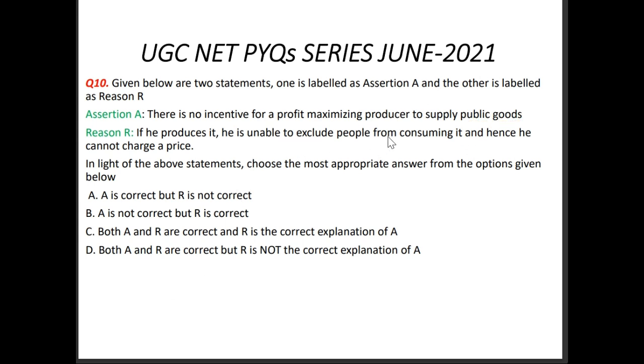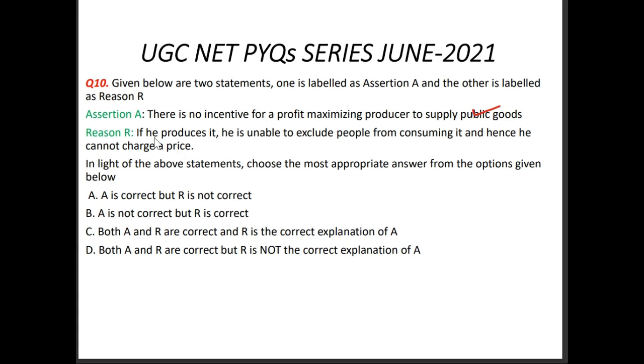There is no incentive for a profit maximizing producer to supply a public good. Yes, this is correct. कोई भी profit maximizing producer public good नहीं supply करता है. क्यों? क्योंकि अगर वो public good supply करेगा तो वो non excludable and non rivalrous रहेगा. तो अगर वो किसी को exclude नहीं कर पाएगा तो उनका जो प्रॉफिट है वो मैक्सिमाइज नहीं हो पाएगा.